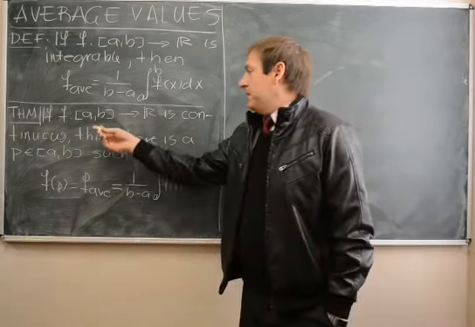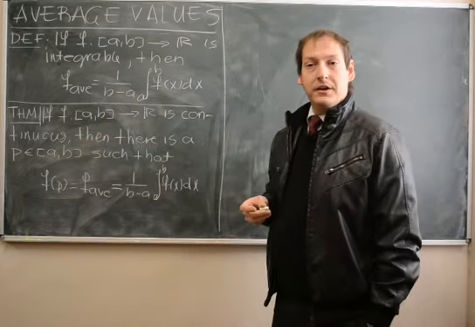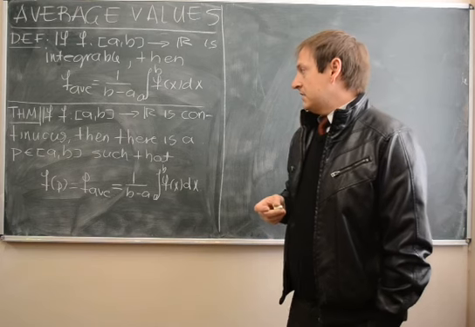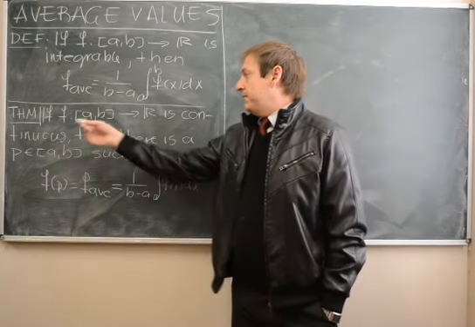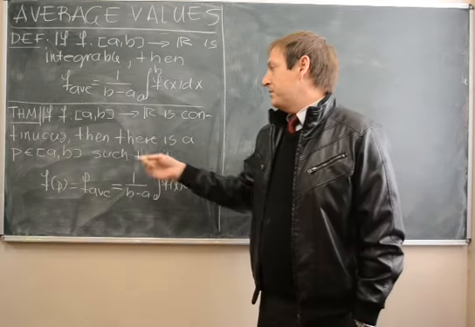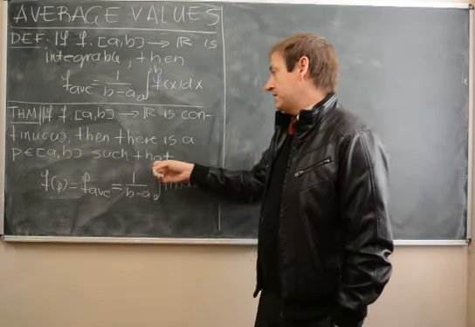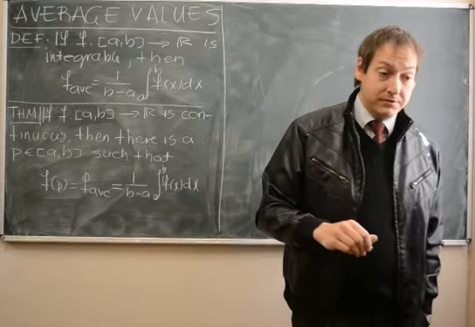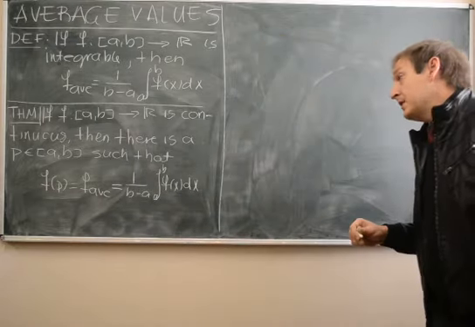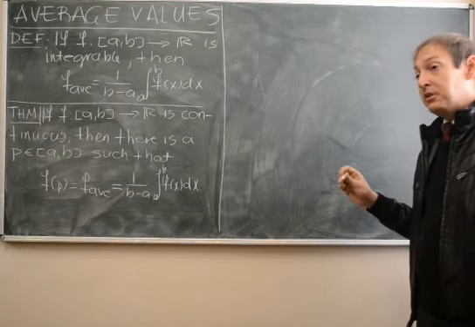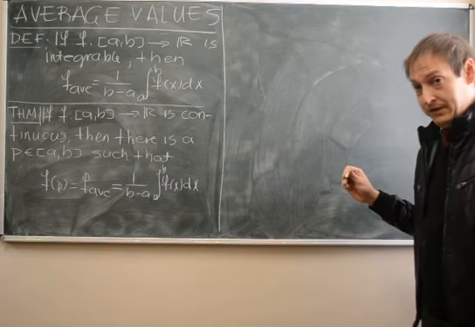Now in this video I want to discuss an important theorem about average values. And that theorem, which I've written here on the board, is called the mean value theorem for integrals. And it says the following. If f is a continuous function on [a, b], then there is a point p in [a, b] such that f of p is equal to the average value of f. And so this says that a continuous function always assumes its average value at some point in its domain.